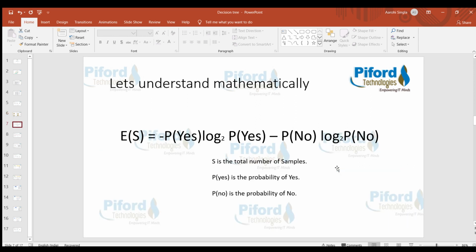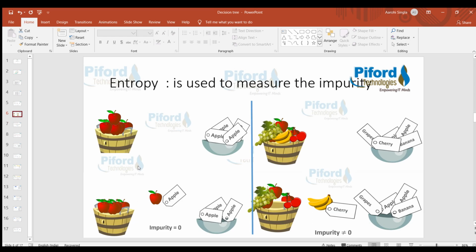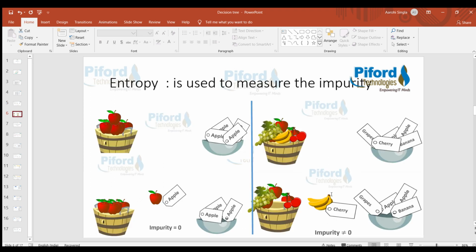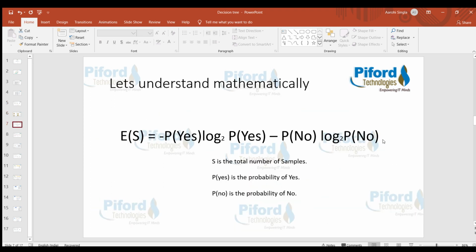So now let's see mathematically how we can calculate entropy. This is the formula of entropy. E means entropy and S is the total number of samples. Suppose we want to calculate the entropy on this column, will survive till 70. That means we want to see how much impurity, how much variation, is there in this particular column, and we can solve that with the help of this formula: entropy equals minus probability of yes times log 2 probability of yes, minus probability of no times log 2 probability of no. So this is the formula.